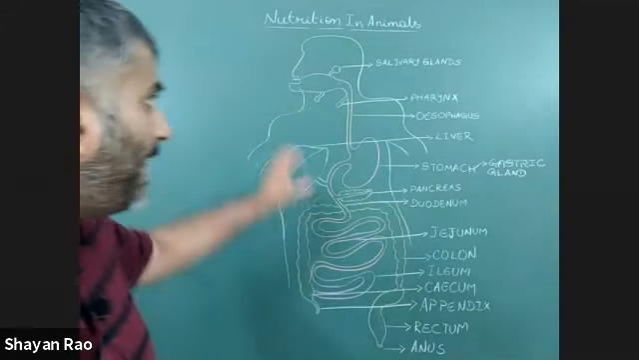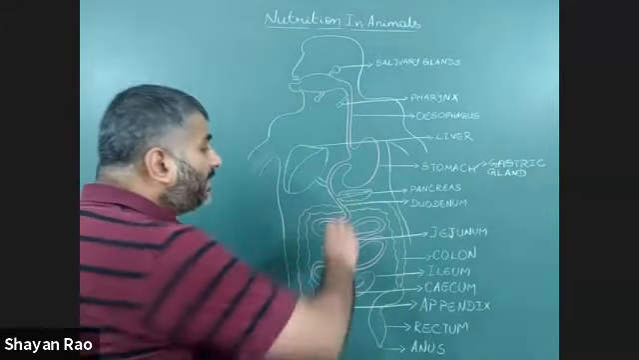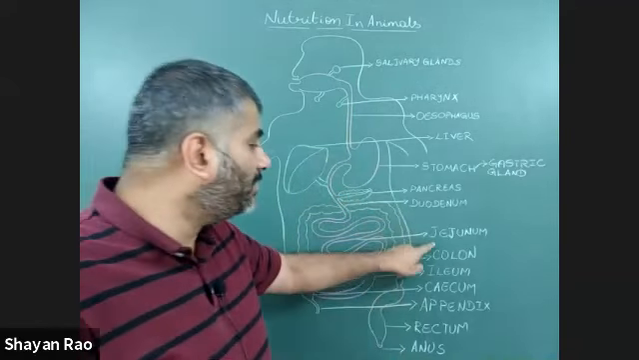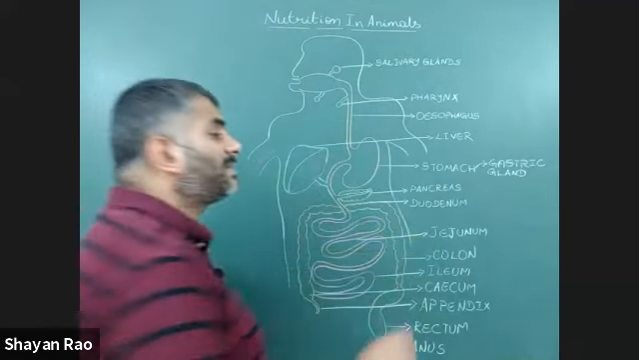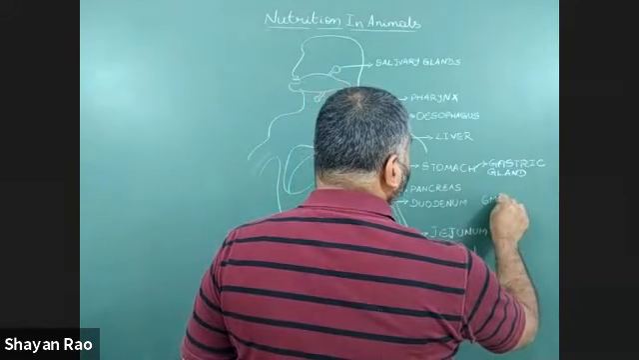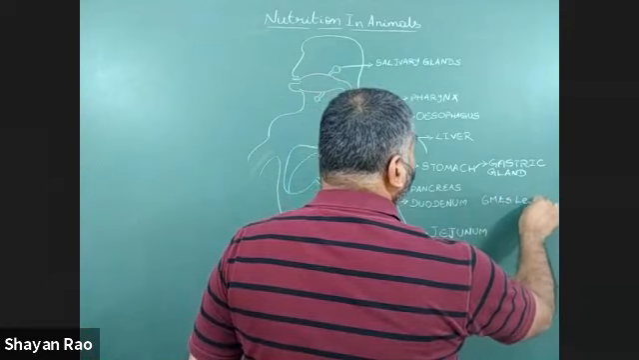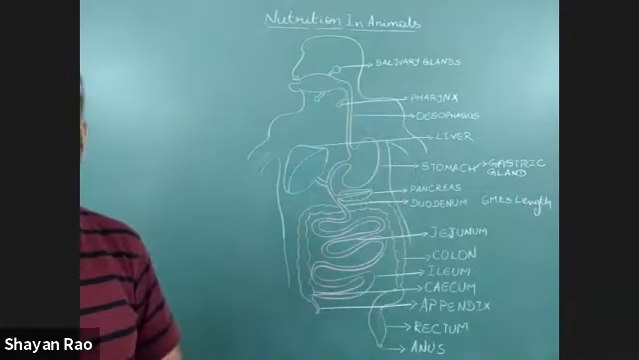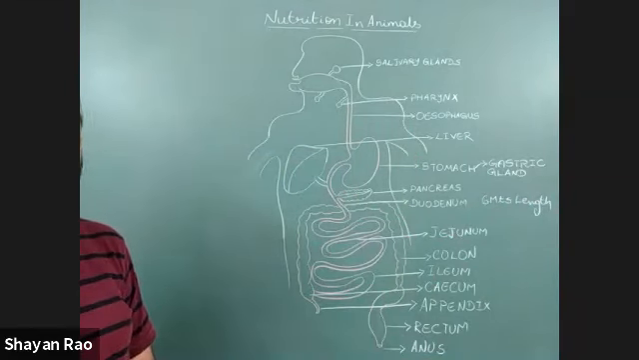So in the entire alimentary canal, this small intestine consisting of duodenum, jejunum, and ileum measures approximately 6 meters in length.